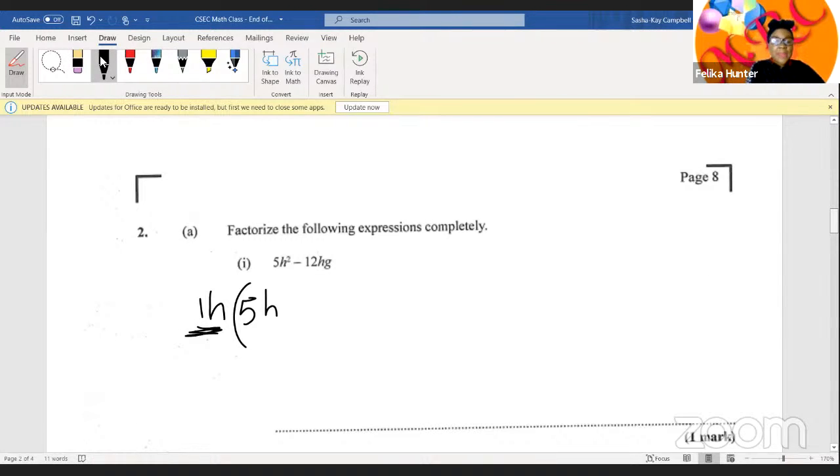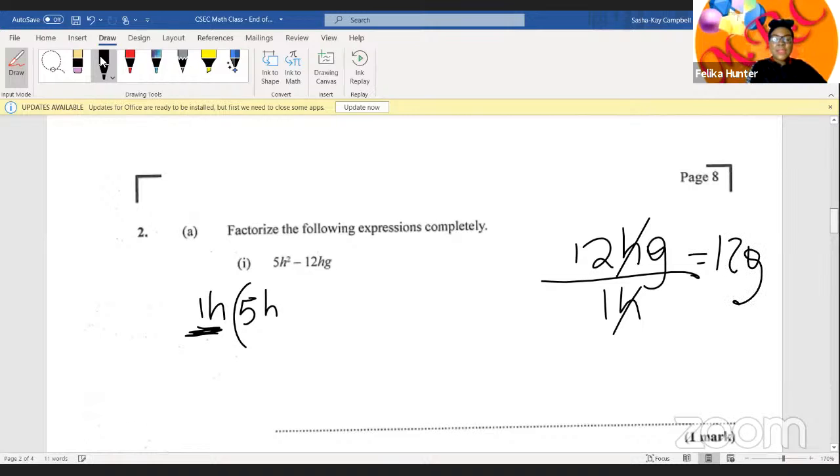And we're taking the same HCF and we're dividing it into the second term. So it is 12hg divided by 1h. So we say h, cancel h, and we're just left with 12g. All right, so we have our sign, minus 12g. Those brackets. And there goes our answer.